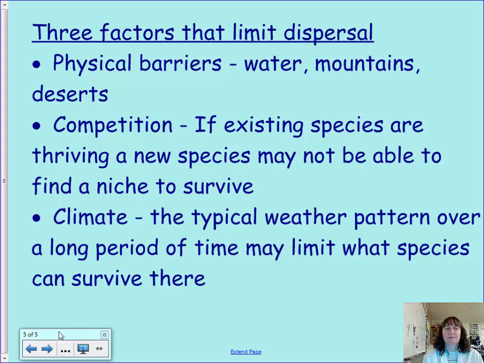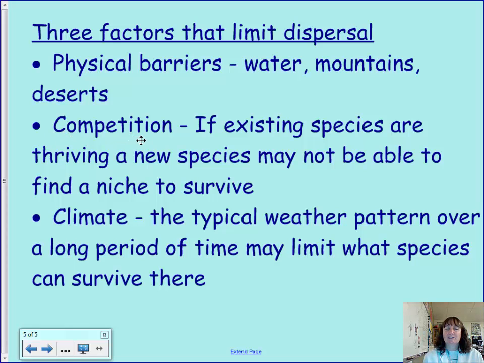Three factors that limit dispersal are physical barriers, like water, mountains, and deserts. If you're a little dandelion seed, it's going to be really hard to get across a big lake or mountains or a really big desert. If you land in that desert, you're probably not going to be able to live. Then we have competition.